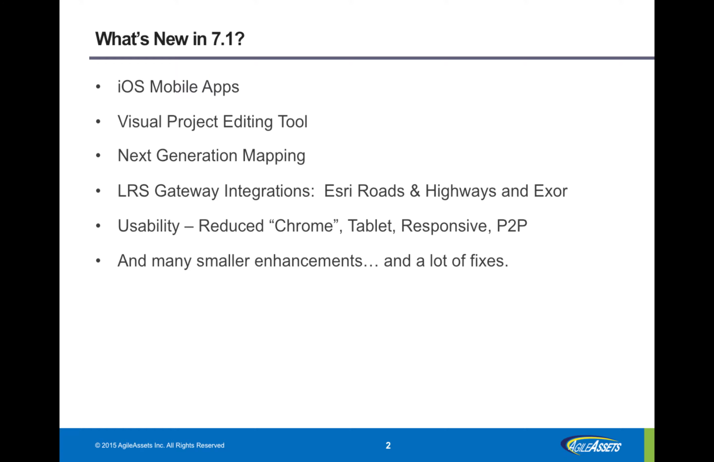We're also introducing a brand new GIS capability we're calling Next Generation Mapping. It leverages the things that we have in common with ESRI and makes it possible to share data back and forth, and dramatically simplifies and improves the usability around the mapping experience throughout the product.